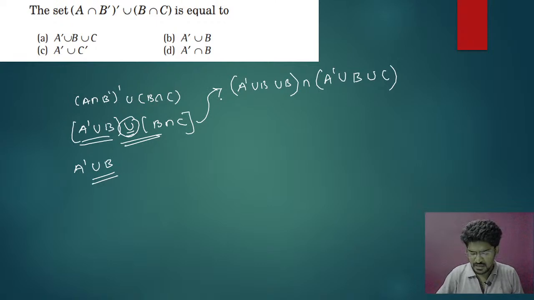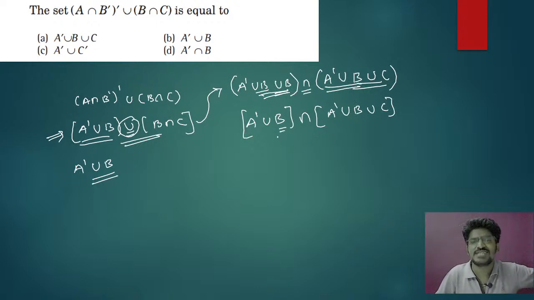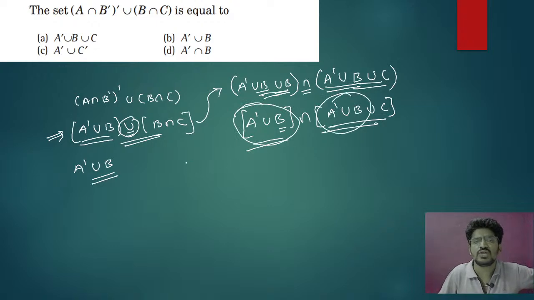If I simplify my second step, I will get A complement union B intersection with A complement union B union C. And I can write this as A complement union B intersection with A complement union B union C, because B union B is B. Okay. So now you can see here, from these two sets we have to take the common term. What is the common term? A complement union B. Therefore your answer is A complement union B.